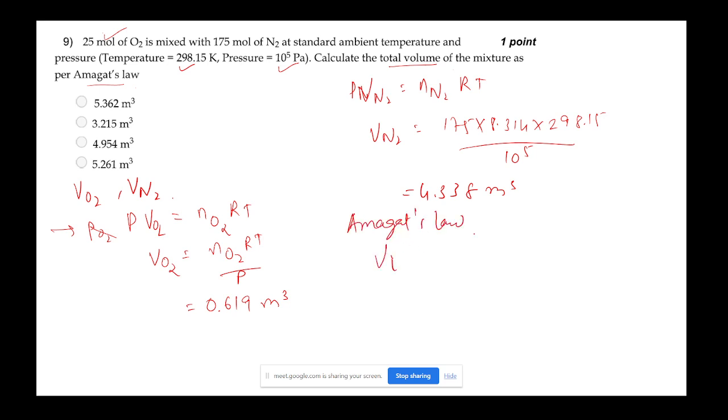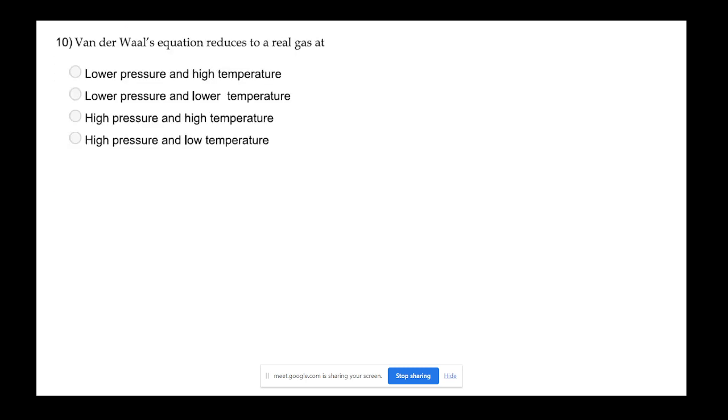which is Vt equals to V1 plus V2. Now the first component here is VO2 plus VN2, and if we put up the values, what will come out as total volume is 0.619 plus 4.338, which is nothing but 4.95 meter cube. So the correct answer here is C. Now moving forward to the next question, Van der Waals equation reduces to real gas.